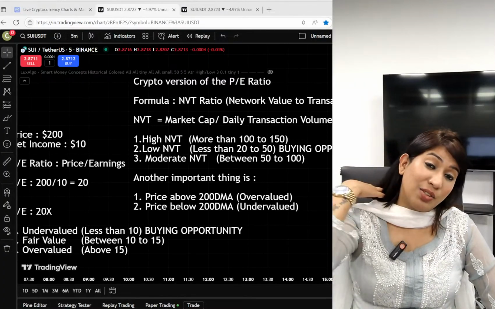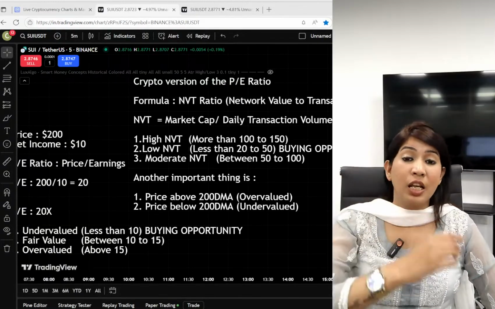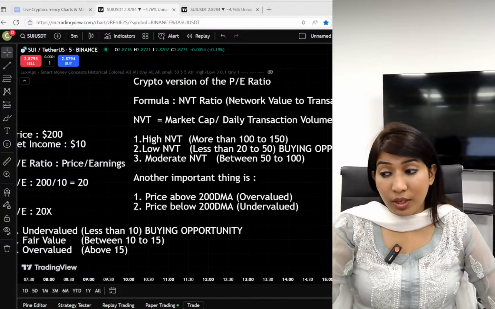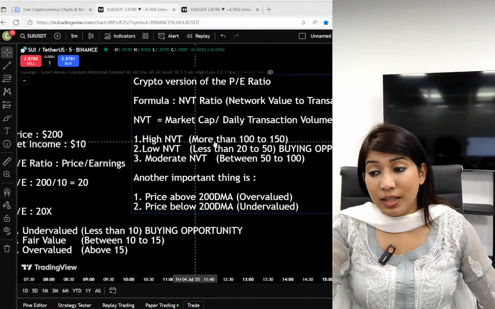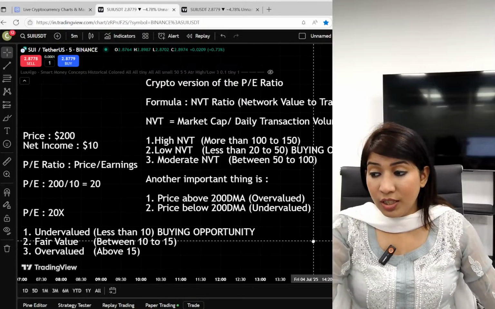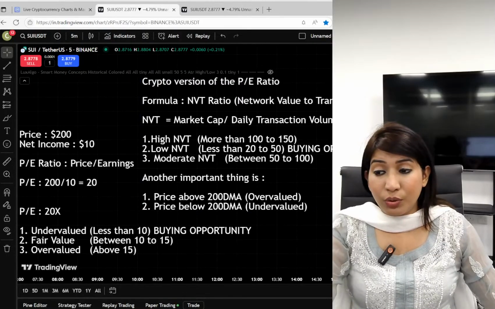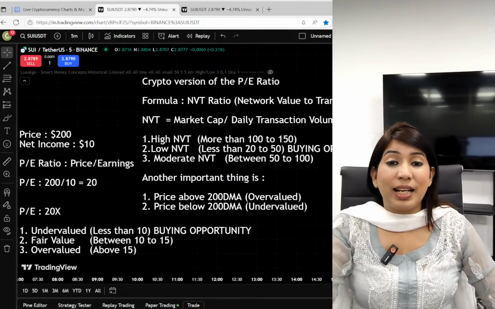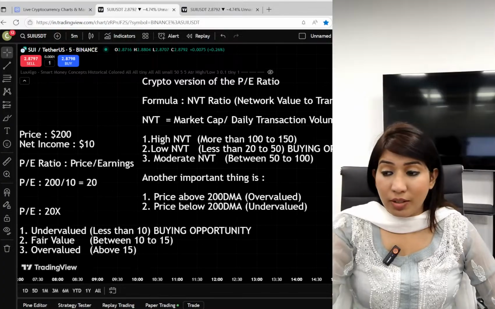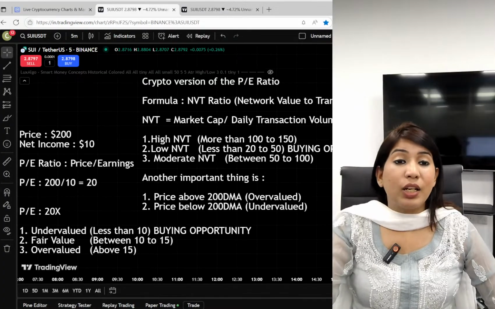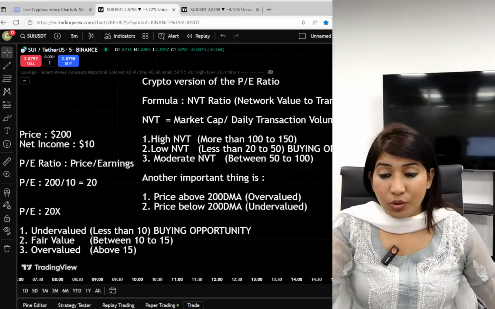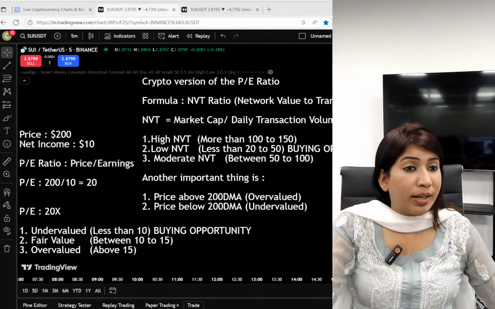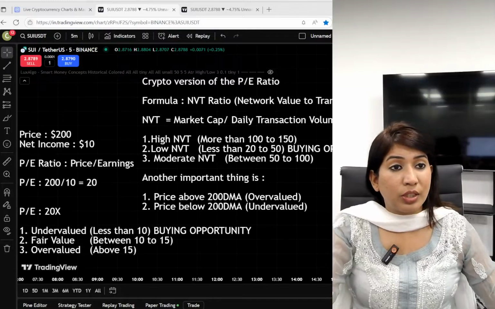If in case you're still unsure whether you're taking advantage of the market dip or not, then the next option is, like I told you today, that you can follow this NVT formula, which is the network value to transaction ratio, that you can determine and find out whether it's a low NVT, high NVT or a fair, moderate NVT. And low NVT is your buying opportunity. So that is what you will look into. Once you find that it's in the low NVT, that is where your buying opportunity is.